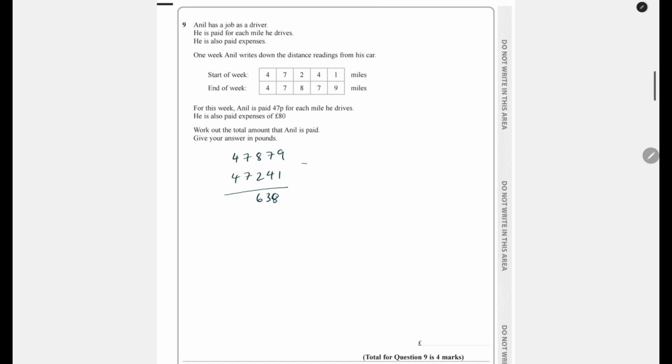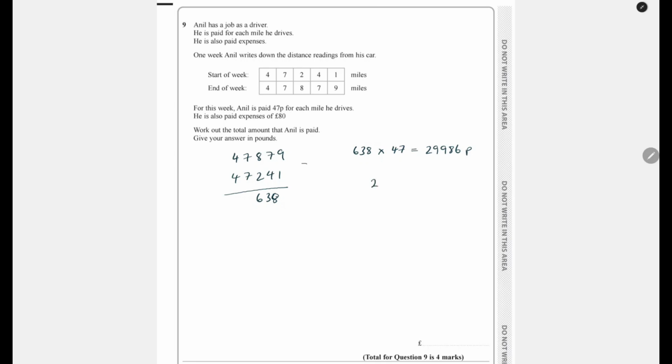So Anil has driven 638 miles. Now he's paid 47 pence for each mile. So that's 638 multiplied by 47 pence, which is equal to 29,986 pence. Now he's been given £80 worth of paid expenses. So in order to add it to this, we need to convert this 29,986 into pounds. And in order to do that, we're going to divide by 100.